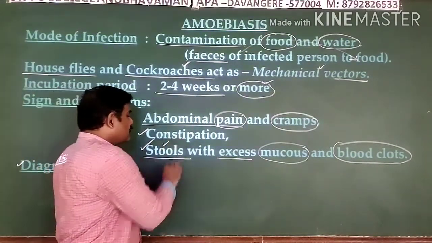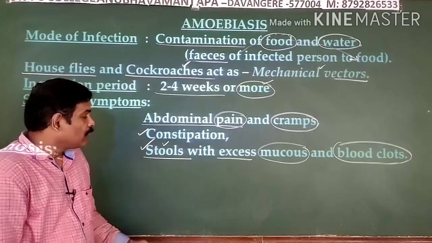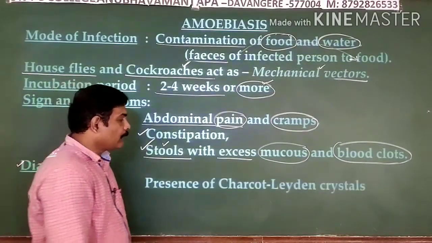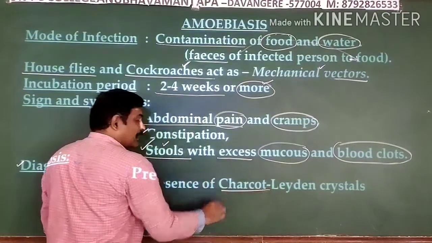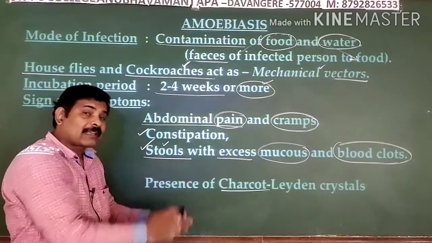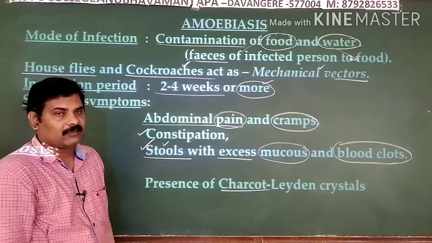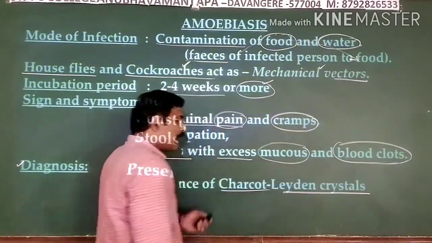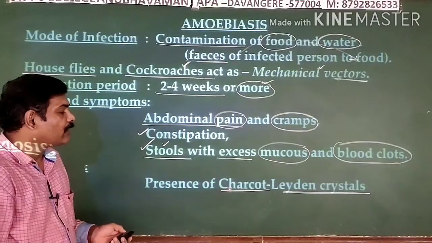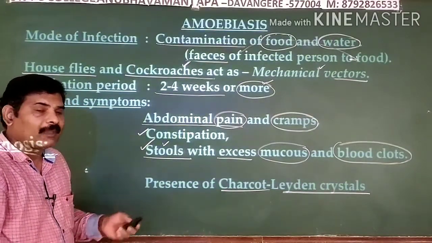Right. Next, what is the diagnosis method that helps us? When you test the stool of a person, within the stool you can see cysts containing chariot-shaped nuclei. Along with that, Charcot-Leyden crystals are also present. So with the help of these two, you can identify that the person is suffering from amoebiasis.